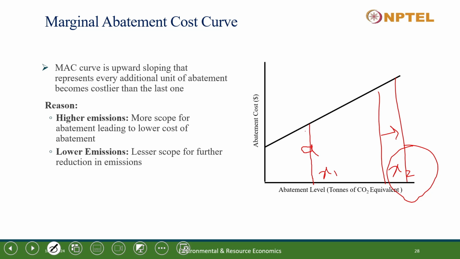If there is any question, you can ask. So for each additional unit of reduction in the pollutants, the cost will be higher than for the previous unit. That is what it is trying to say. Any questions?